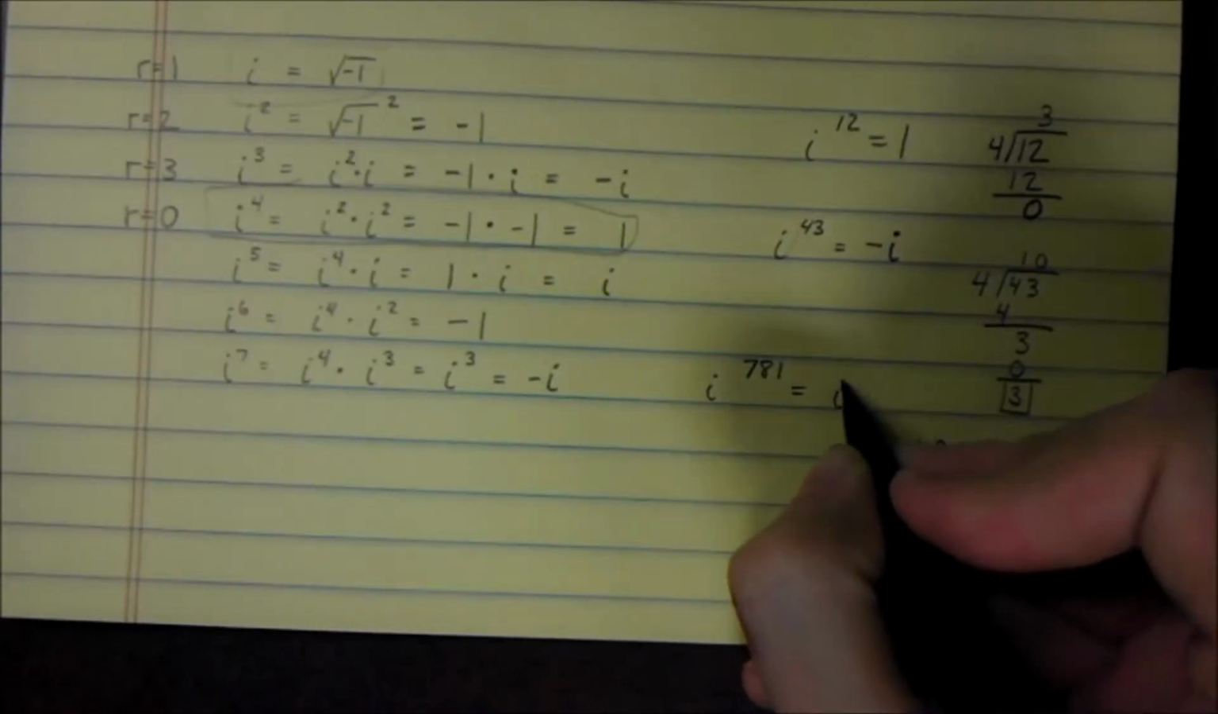Bring down the next number. 4 would go into 38 9 times. And 4 would go into 21 5 times, and 1 left over. So since you got remainder 1, that would correspond to just plain old i.